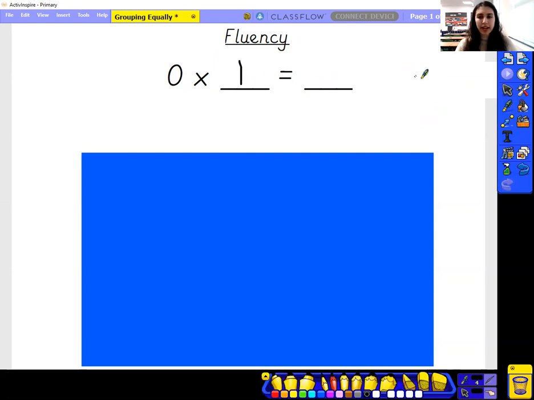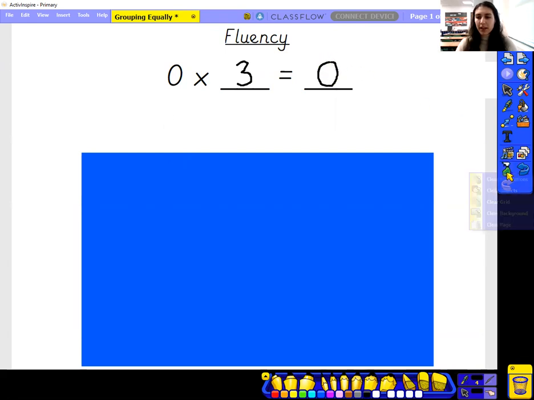Let's work systematically in order. So 0 groups of 1. Here I've got 0 groups of 1, so altogether I've got 0. Super. Let's try 2. Now I've got 0 groups of 2. Over here I've got no groups of 2, so altogether I've got 0. What about if I went to 3? 0 groups of 3. Well, I've got no groups of 3, so altogether I've got 0.